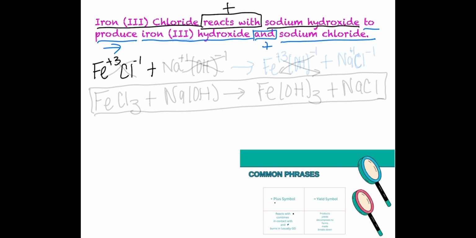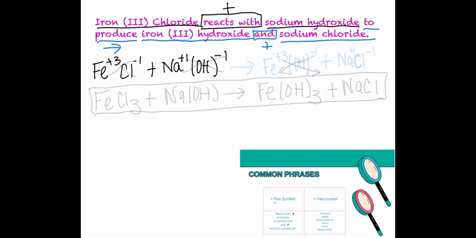Then I'm going to go over to sodium hydroxide. I know that sodium is Na on the periodic table with an oxidation number of +1, and hydroxide is a polyatomic ion. And with our polyatomic ions, we put parentheses around them. So that's why I put that parenthesis there. And it has an oxidation number of -1.